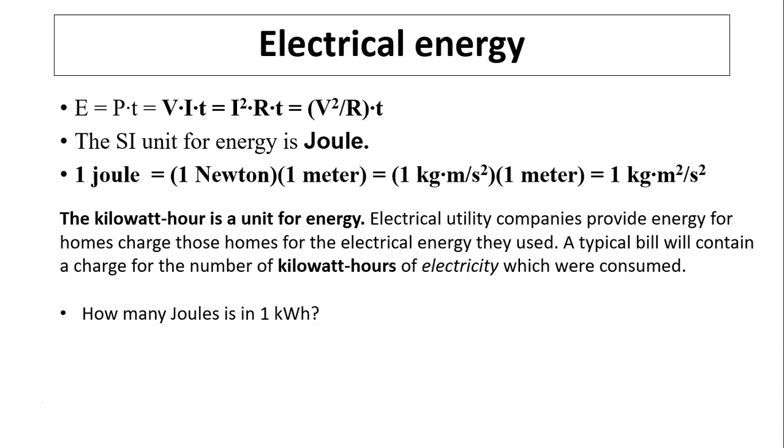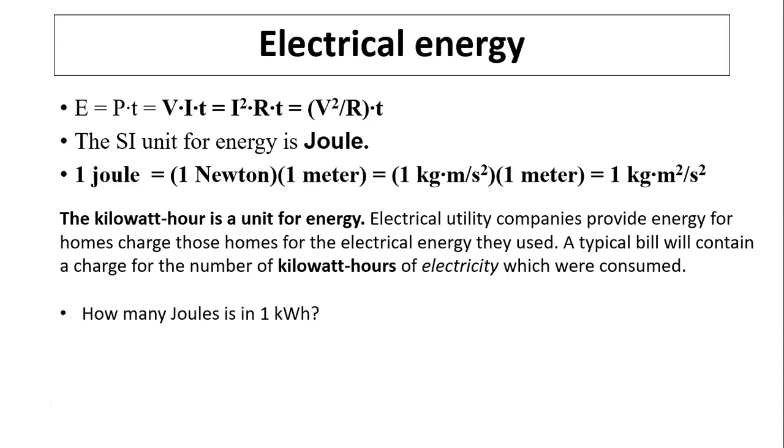Electrical energy. First, let's take a look at the equation. Energy or work equals power times time. Since there are three equations for power in this unit, there are three equations for energy: VIT, I squared times R times T, and V squared divided by R times T. Which equation you choose depends on what is given. The SI unit for energy is a joule.